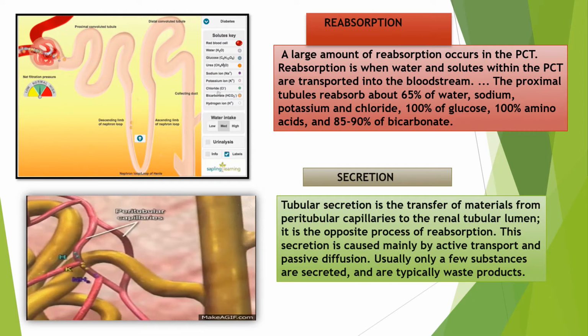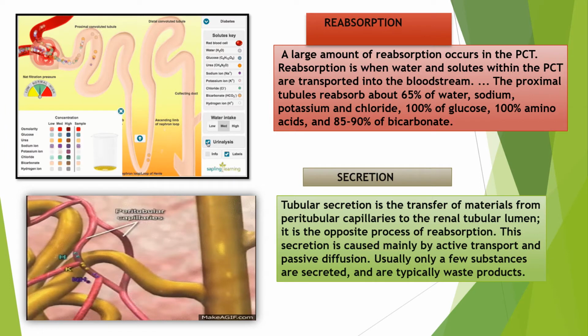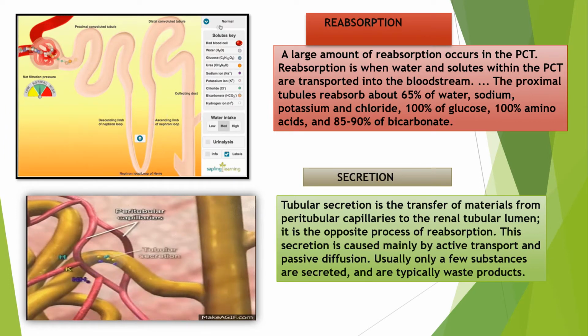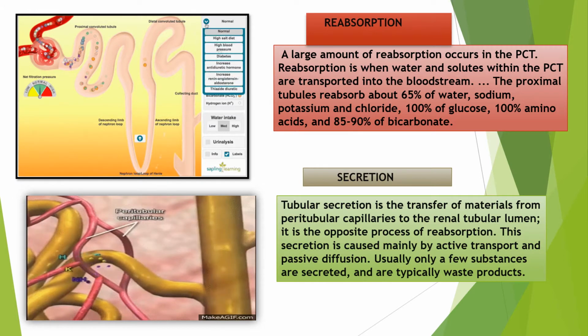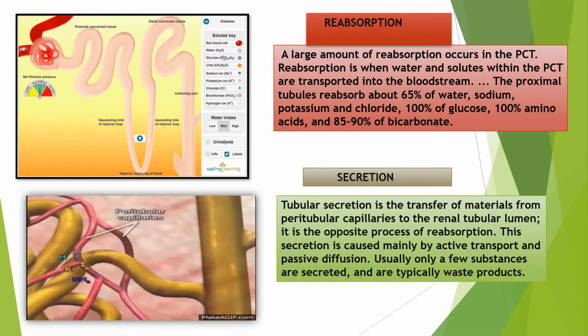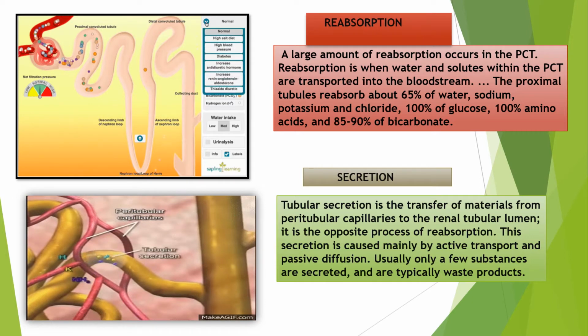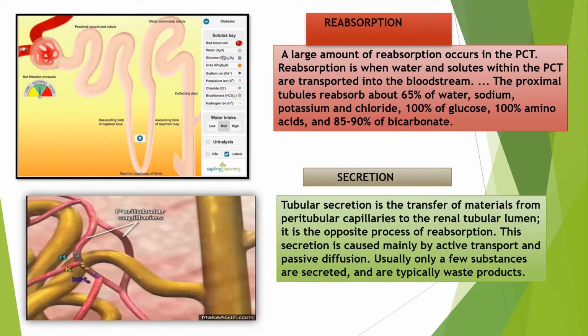Tubular secretion is the transfer of materials from peritubular capillaries to the renal tubular lumen. It is the opposite process of reabsorption. This secretion is caused mainly by active transport and passive diffusion. Usually, only a few substances are secreted and are typically waste products.